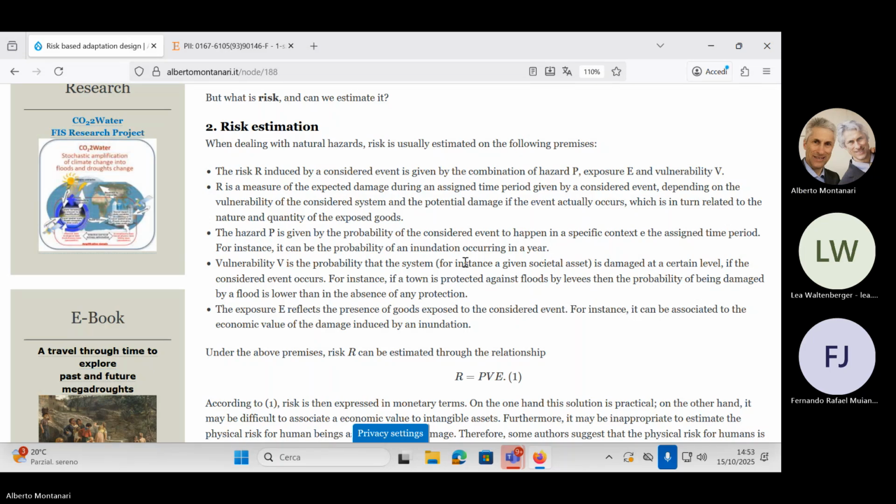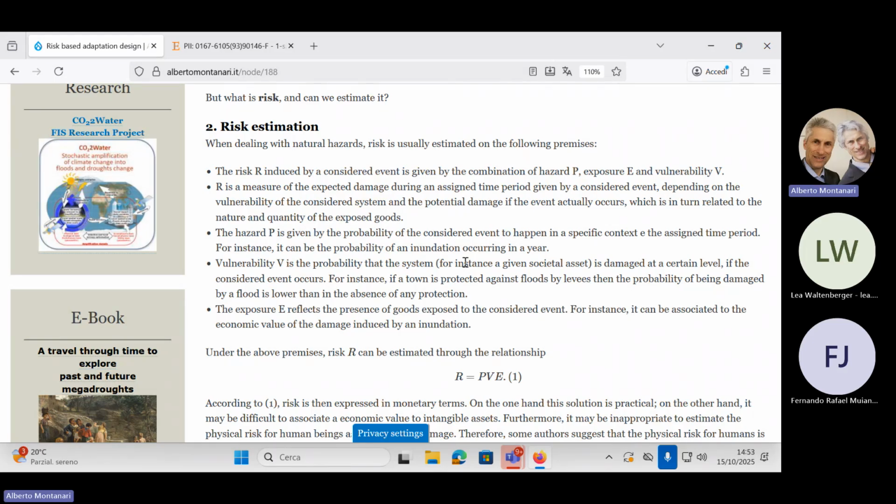Third thing, exposure. Let's suppose that the event occurs and vulnerability is 1. So what is the value of the damage? Let's suppose I get the earthquake of magnitude 6 in Ravenna.